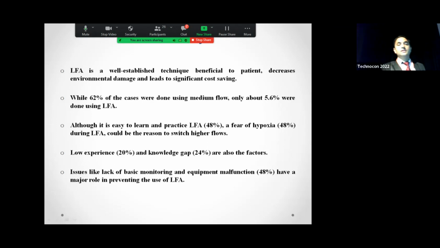Although low flow anesthesia is easy to learn and practice, a fear of hypoxia is still there among practitioners or anesthesiologists. Low experience and knowledge gap are also factors. Issues like lack of basic monitoring and equipment malfunction have a major role in preventing low flow anesthesia. Thank you.